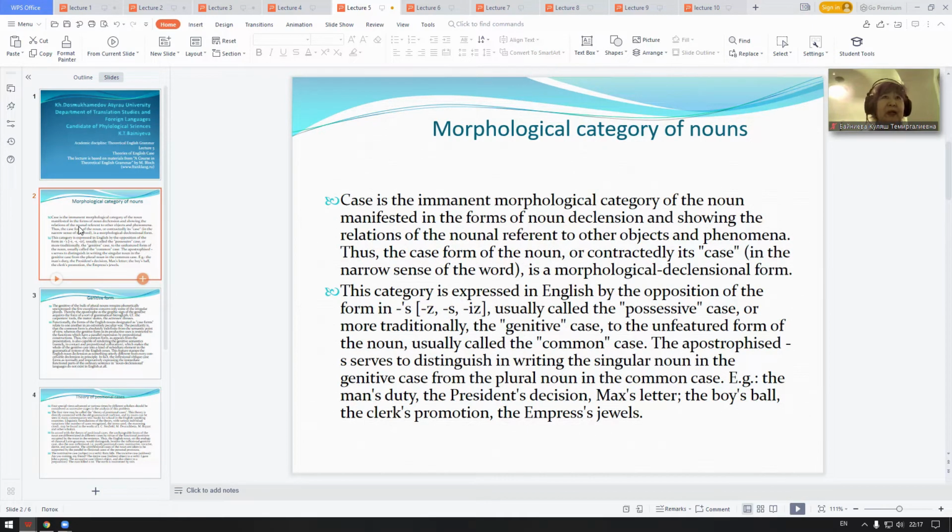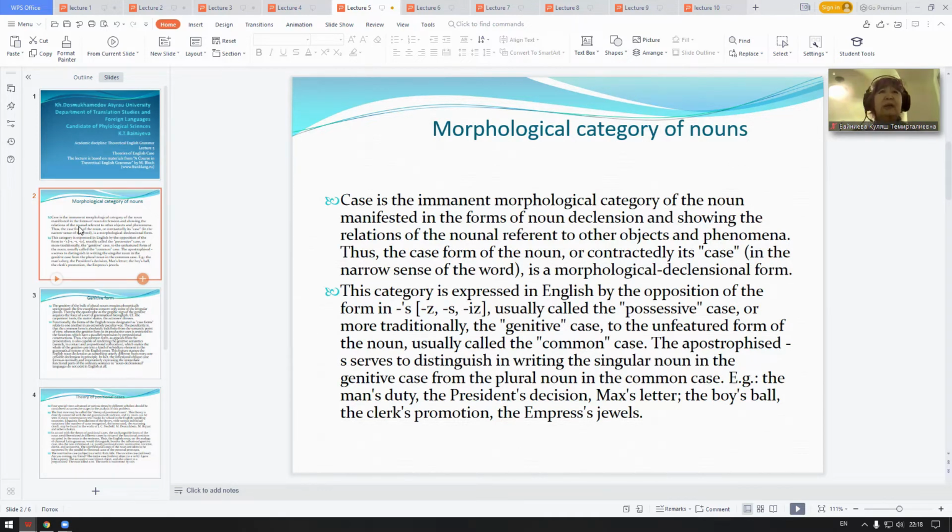Morphological category of nouns. Case is the immanent morphological category of the noun manifested in the forms of noun declension and showing the relations of the nounal referent to other objects and phenomena. Thus, the case form of the noun, or contrastedly, its case in the narrow sense.